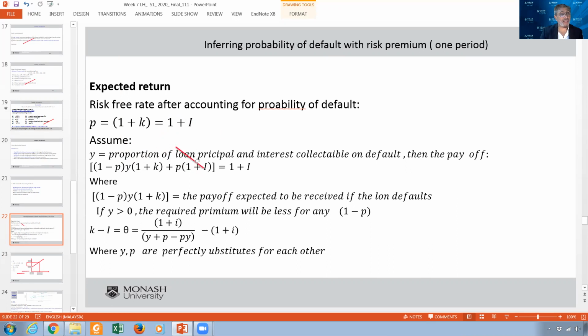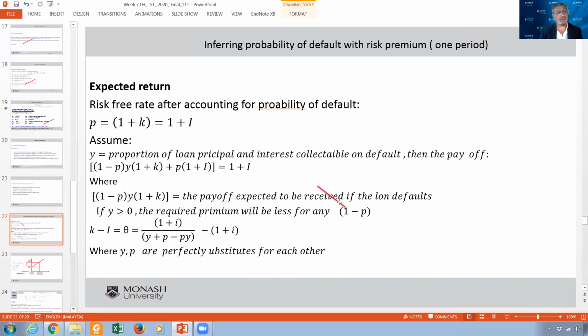So in this case, you can calculate the probability of payment. The payoff expected to be received from the loan is this one, which is the probability of payment plus the probability of defaulting. It will give you the payoff of this loan. So now, if you want to calculate, if Y is more than 0, the required premium will be less for any 1 plus B.